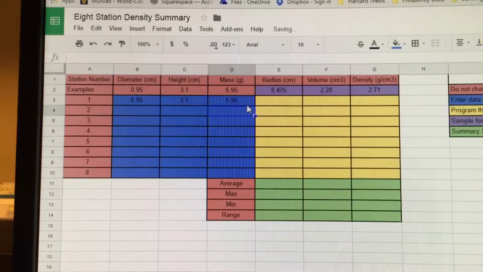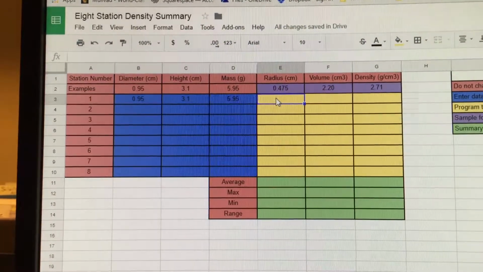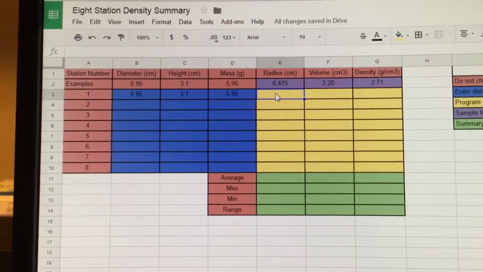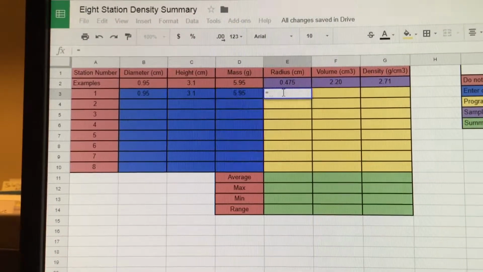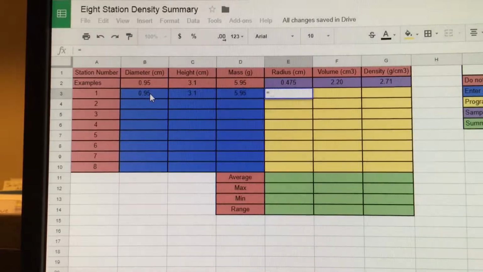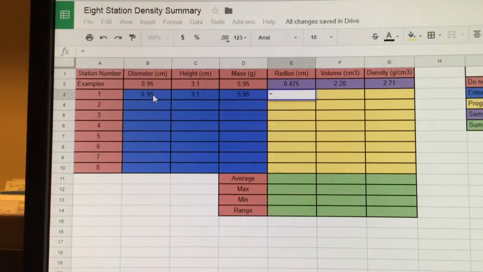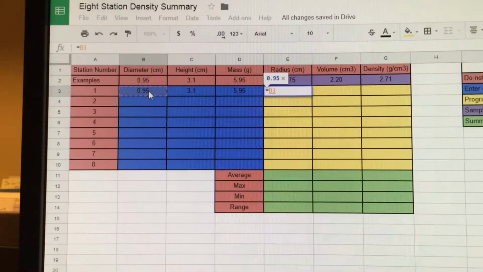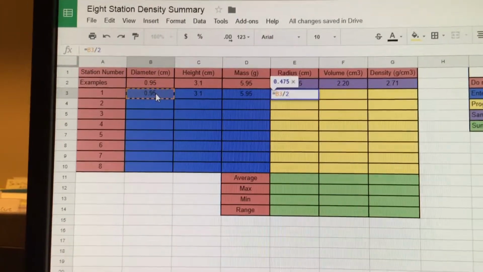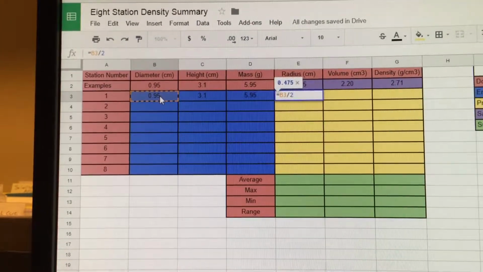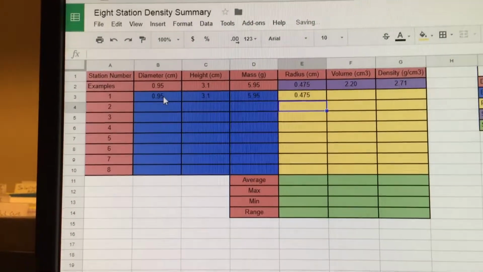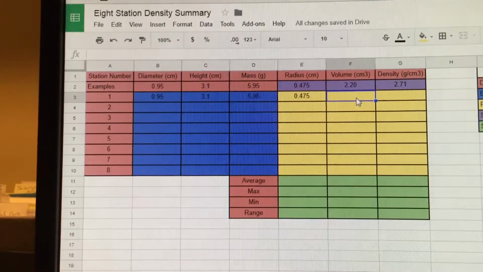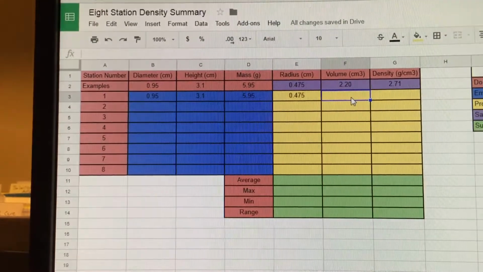To program the radius, you simply click on the cell for that row and use equals to indicate that a formula is coming, followed by clicking on the diameter value, which is in B3, and then a division symbol and the number 2. This is going to take the diameter in B3 and divide it in half to make the radius. There you go.